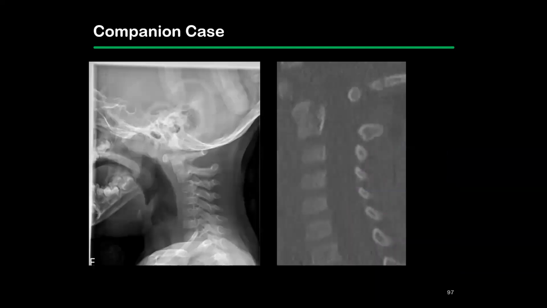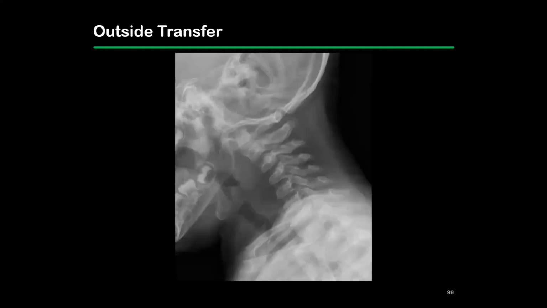This was a companion case of a kid who also fell. In this case, when we do our lines, they do not line up on all three. So that was more of a real fracture. And you can see the fracture here. This was a kid who had an outside transfer. They'd had an unwitnessed fall in the bathroom.